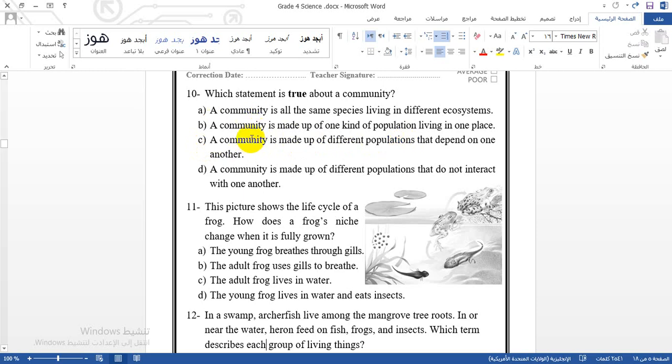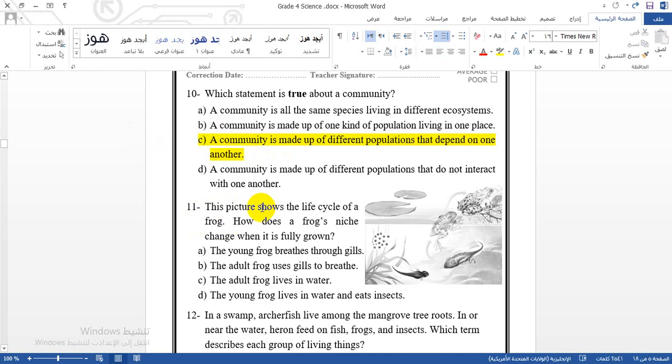Savannah community, where you can find a group of elephants, a group of zebra, a group of deer, a group of lions, groups of different populations that depend on one another. For example, the lions without deer or elephants, what will happen? Well, they will not survive, because the lions depend on other living things like deer or zebras in case of hunting them, right? So for that reason, I think this one is correct.